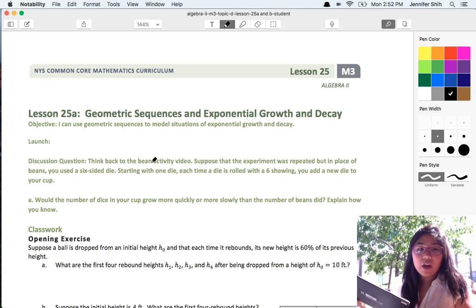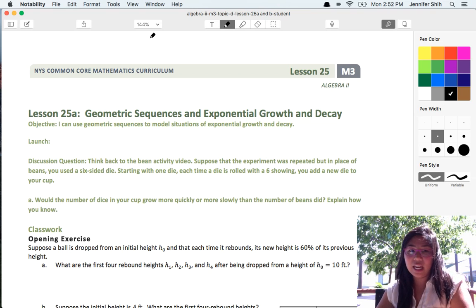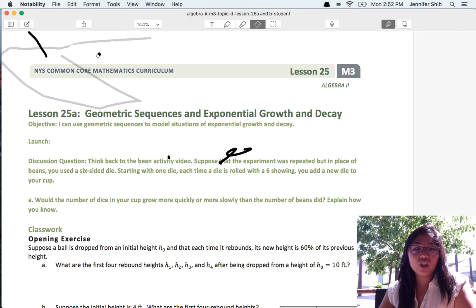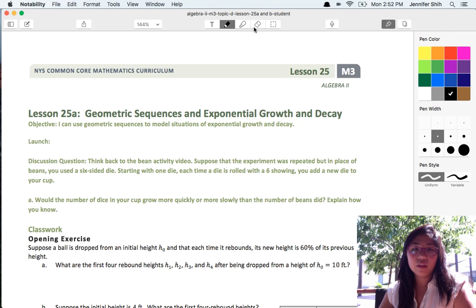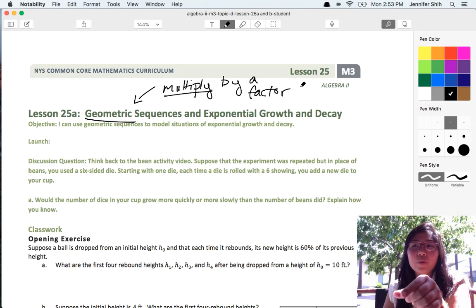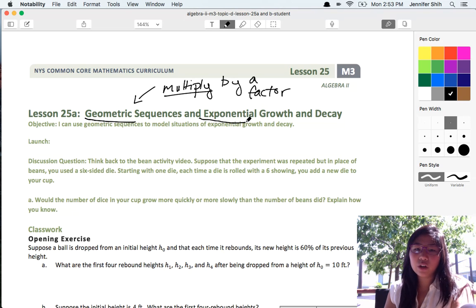Okay, so on your screen it says Lesson 25A, Geometric Sequences and Exponential Growth and Decay. The new word in here is geometric. Geometric means we're going to multiply, that's the key word, by a factor. All of our patterns will have a multiple that is similar, just like we have found in exponentials, and you're going to see how these two are related. So exponential is still one of your vocab words. Growth and decay is also going to be one of your vocab words. And in this video, we're going to focus more on decay.